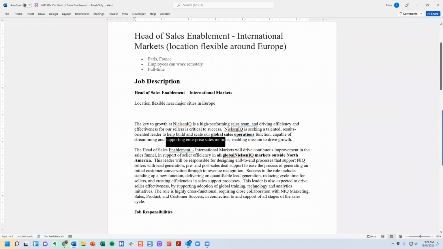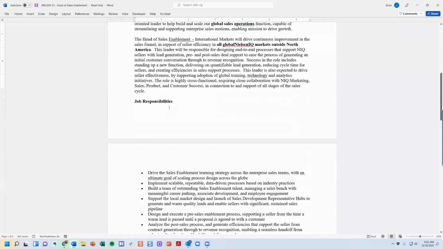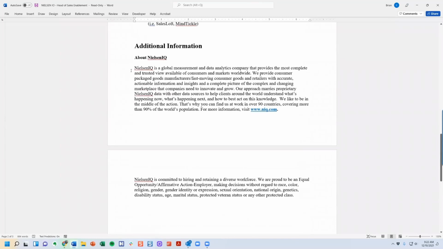So also, I'm getting curious about what is Nielsen IQ. Usually in a job description like this, there's about the company down here, and here it is. Nielsen, let's take a look at this. Have you already looked at their website? I hope so. What did you see when you looked at their website? What kind of company are they? It says Nielsen IQ is a global measurement and data analytics company.